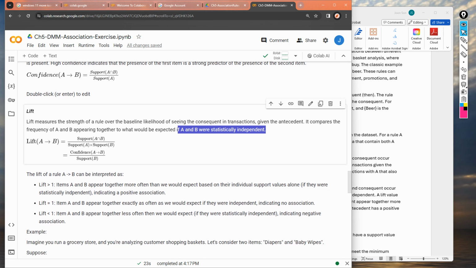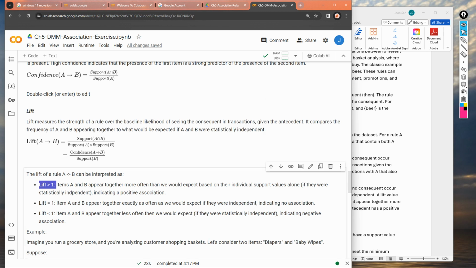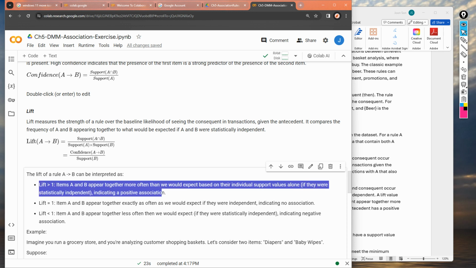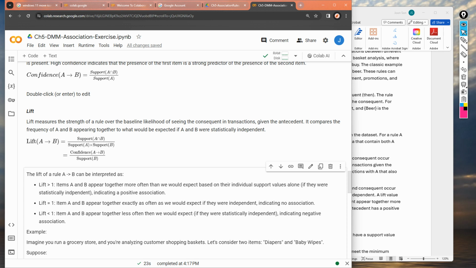When you calculate the lift value, if it is greater than 1, that means items A and B appear together more often than we would expect based on their individual support values alone, as if they were statistically independent, indicating a positive association. If lift equals 1, that means A and B appear together exactly as often as we would expect if they were independent, so basically there is no association. And if it is less than 1, it means a negative association.